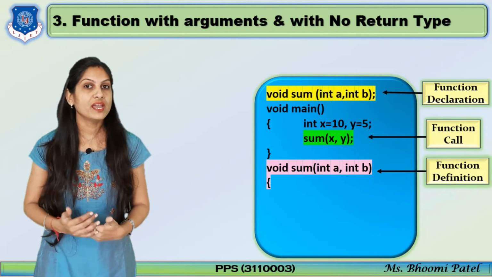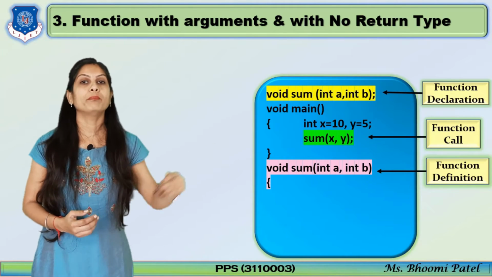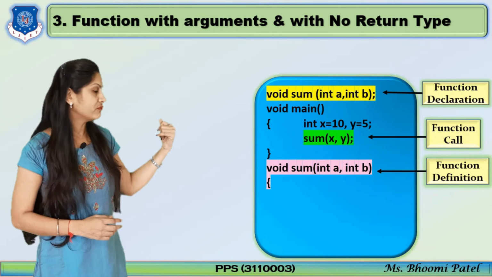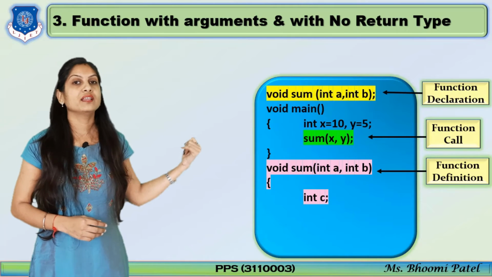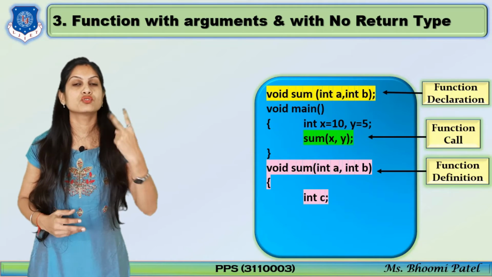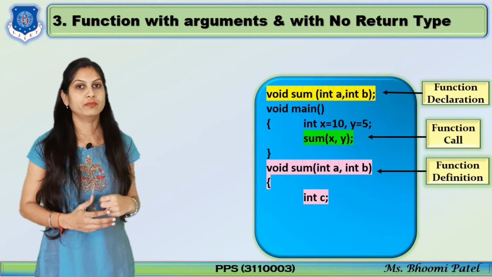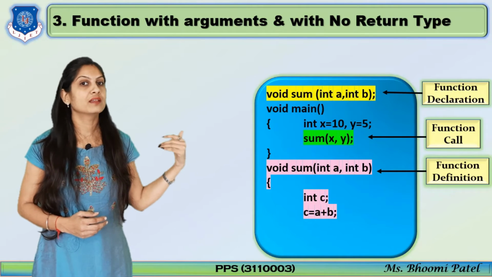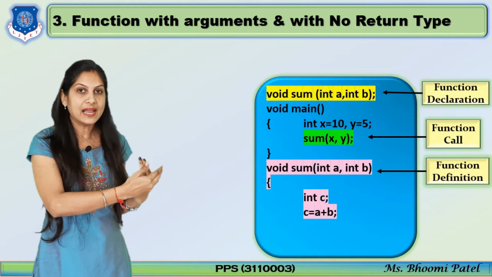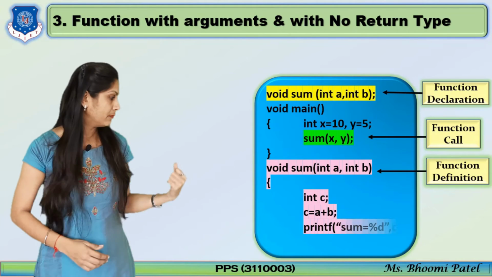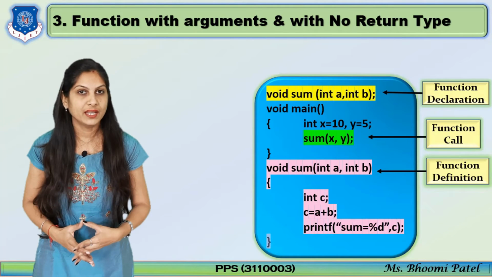Now what is the meaning of it? The value of x will be copied in a variable a, and the value of y will be copied in a variable b, and then inside the curly bracket the same logic for addition will be there. Here integer c is there only because the two input values are already read in void main. Now c equals a plus b, that means the values 10 and 5 that come from the void main will be added and stored into c, and print the value of c using the printf function, that is sum equals %d comma c.